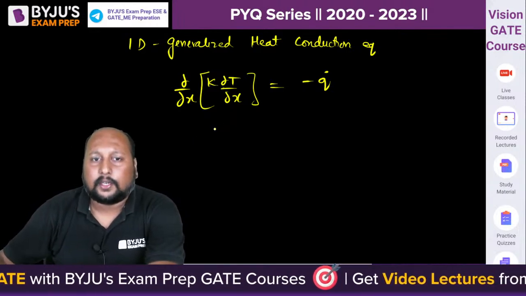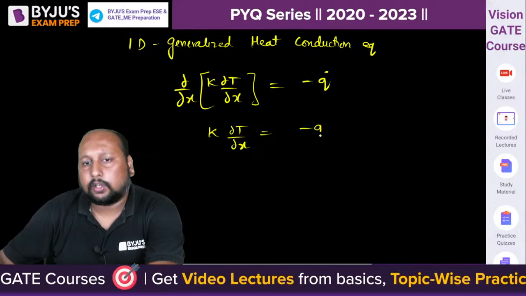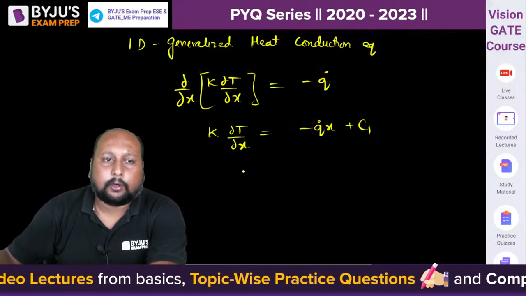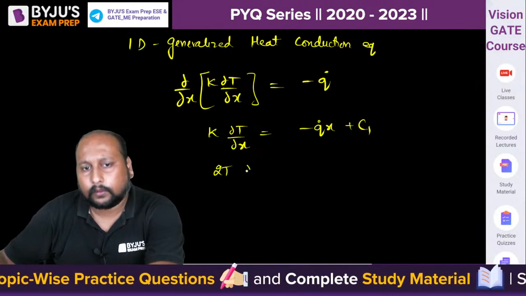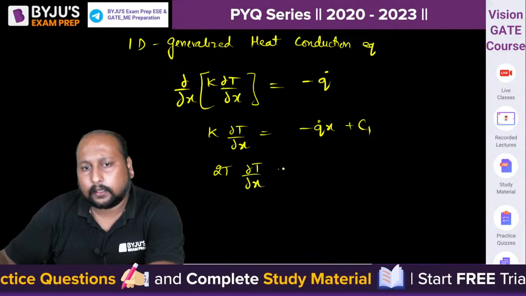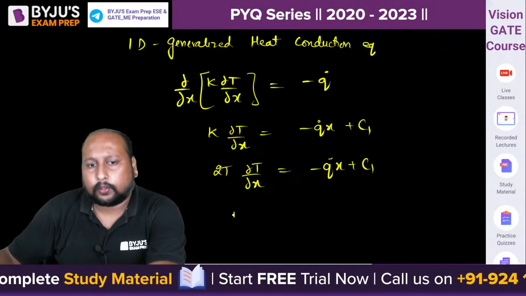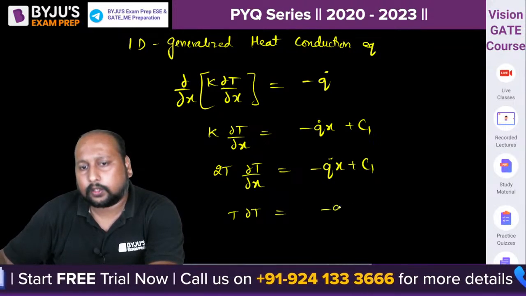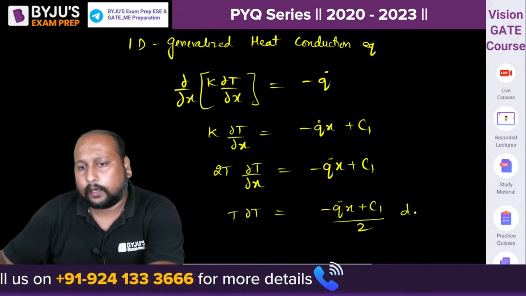So we can differentiate this. This is K into del T by del x is equal to minus Q dot x plus C1. K is equal to 2T. So we can write it as 2T del T by del x is equal to minus Q dot x plus C1. So T del T is equal to minus Q dot x plus C1 by 2 into del x.